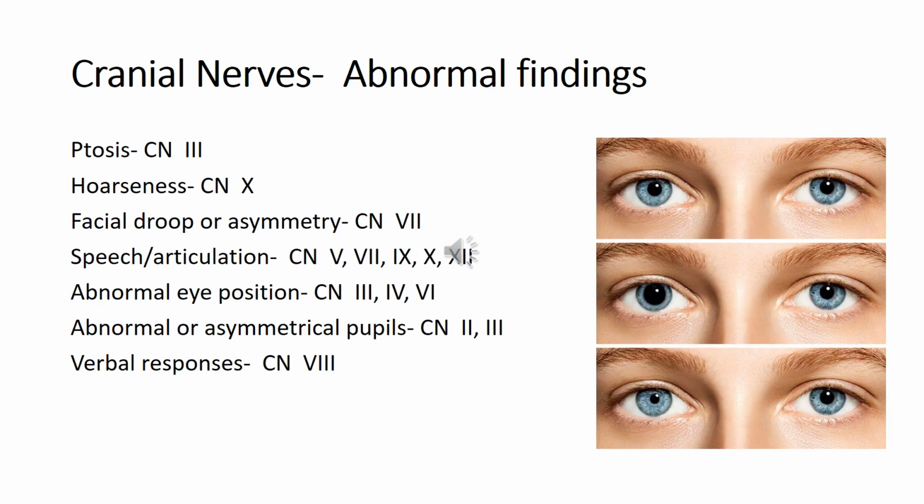Becoming familiar with cranial nerves and their specific functions and purpose can help when treating a patient who presents with a neurological disorder. For example, if a patient presents with ptosis, you may look into cranial nerve 3. If a patient has problems with their speech or articulation, you may focus on cranial nerve 5, 7, 9, 10, or 12.